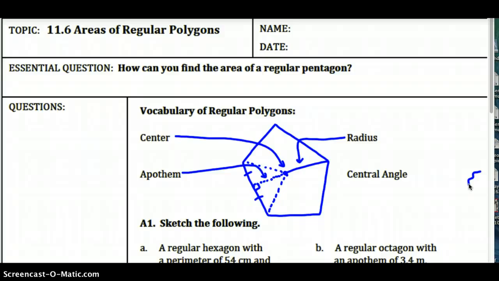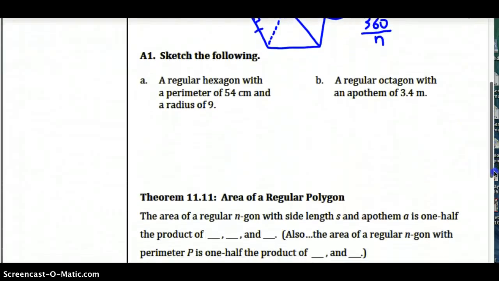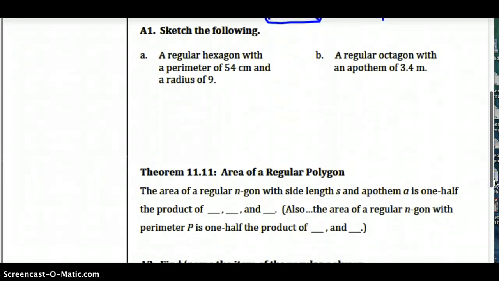So that's a radius. And then finally the central angle, not named after Central High School, is the angle formed by 2 radii within a regular polygon. And that central angle is determined by 360 divided by the number of sides. That's a general rule that we're going to use periodically along the way.